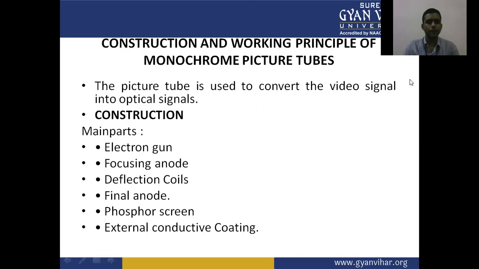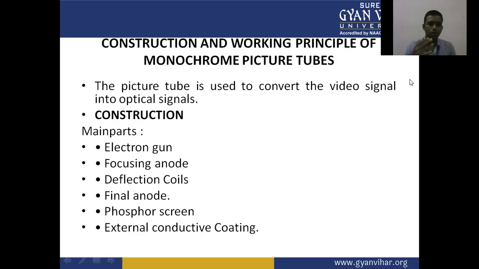Now we have the construction and working principles of the monochrome picture tube. The picture tube is used to convert the video signal into optical signals. We have already discussed that picture tubes, monochrome and color television picture tubes, are used to convert the received video signal into the optical signal. But a camera tube converts the optical signal into the video signal. This is the difference between picture tubes and camera tubes.